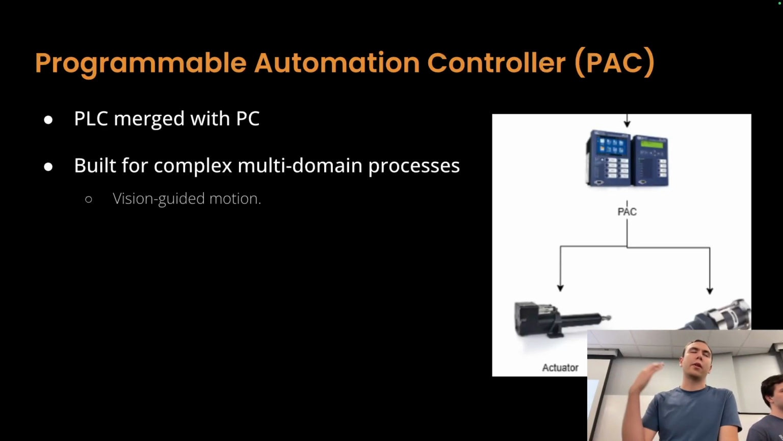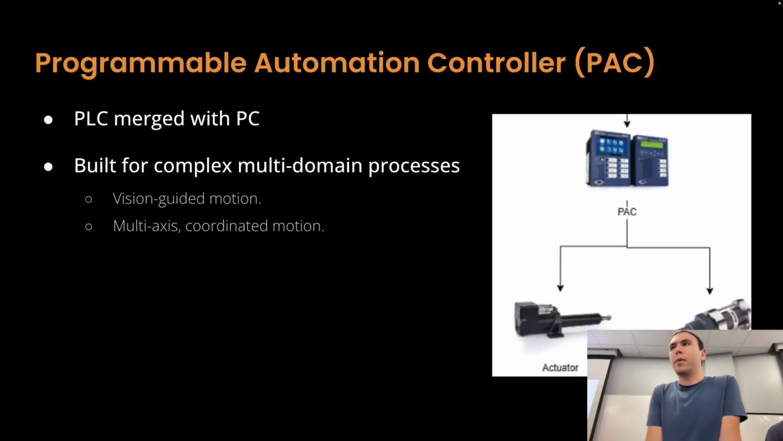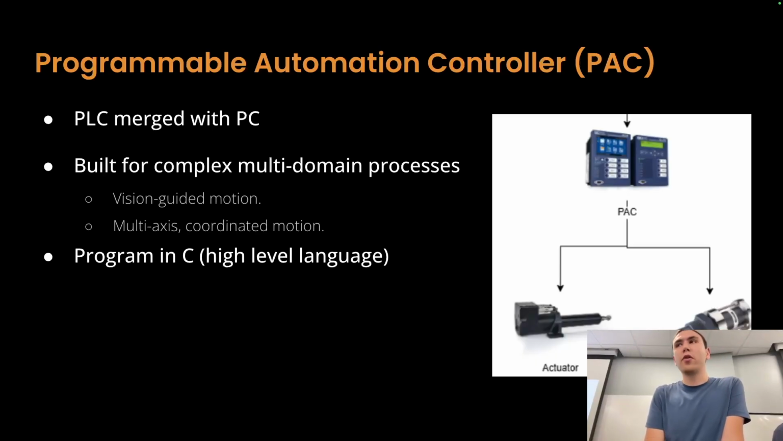Say if you have some sort of robot and you've got cameras and you're trying to detect, oh, we need to move it here. That requires a lot of processing power and real-time action. So that's what a PAC would be used for. You also have multi-axis coordinated motion, like CNC machines, if anybody knows what that is. And you can also program it in C, which is a high-level language, when you're working with these things.